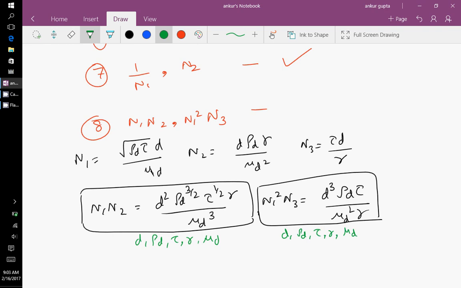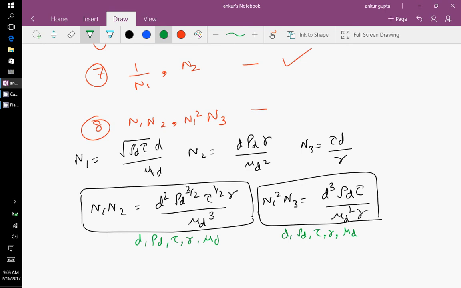So are these numbers dependent or independent? Though it may be tempting to say that, because both of them have all the 5 variables, they are the same, but if you closely look, they have different dependence. For instance, in n1 n2 gamma is in the numerator and mu d is in the denominator, whereas in n1 square n3 both mu d and gamma are in the denominator. If these were the same sort of number, or they were powers of one another, then if gamma is in denominator, mu d should have been in numerator, or if mu d is in denominator, gamma should have been in numerator, which is not the case.